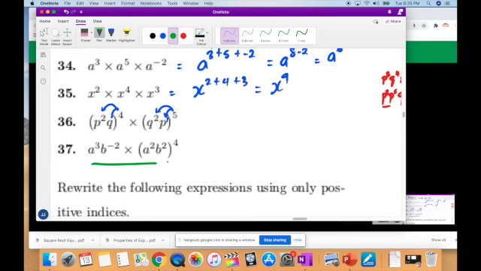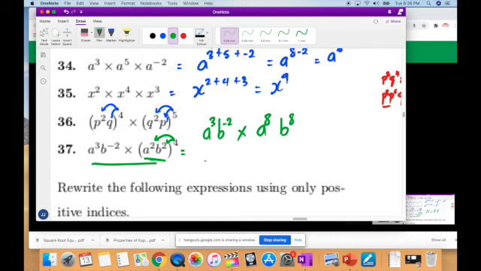So we have here now this A and this B is two different numbers, so I can't really do anything with the indices. So I'll just be left with A cubed B to the minus 2. Nothing I could do with that. That being multiplied by this, and I could times this. 4 times 2 is 8, A to the 8. 4 times 2 is 8, B to the 8. Right?